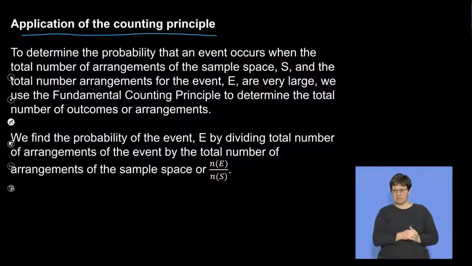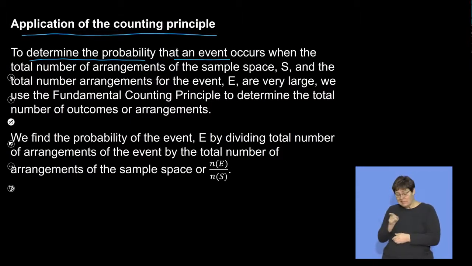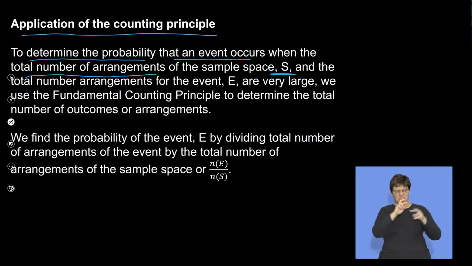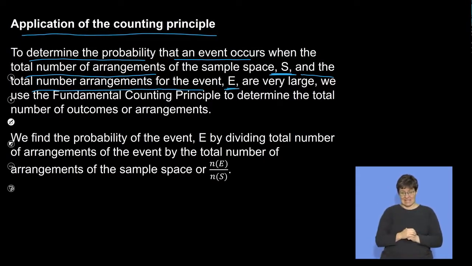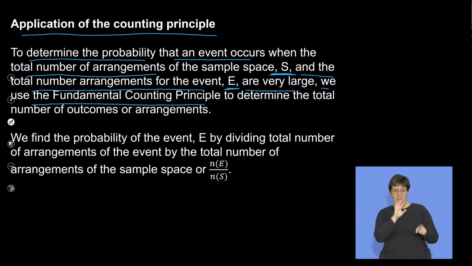Okay. So to determine the probability that an event occurs, when the total number of arrangements of a sample space S, so S is the sample space, are we together, and the total arrangements for the event E are very large, we will use the fundamental counting principle to determine the total number of arrangements.